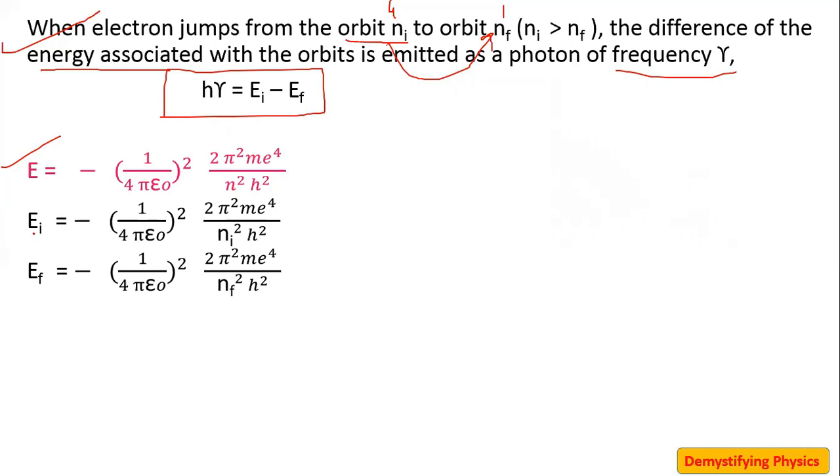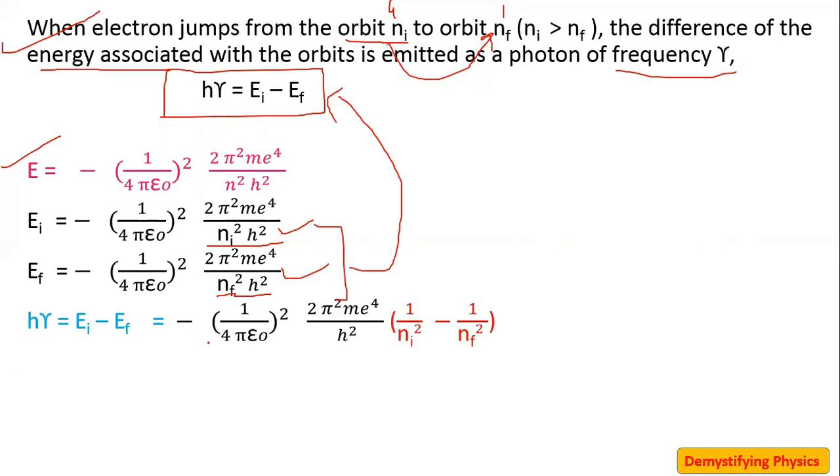We find out the formula of energy in Ni state. Replace N by Ni. So this is the energy of the electron in Ni state. This is the energy of the electron in Nf state. Now put both the values in this equation and you get this. Take this thing common, 1 by 4 pi epsilon naught square, 2 pi square, Me4 pi h square. This is all common, and this will be in the bracket, 1 by Ni square minus 1 by Nf square.